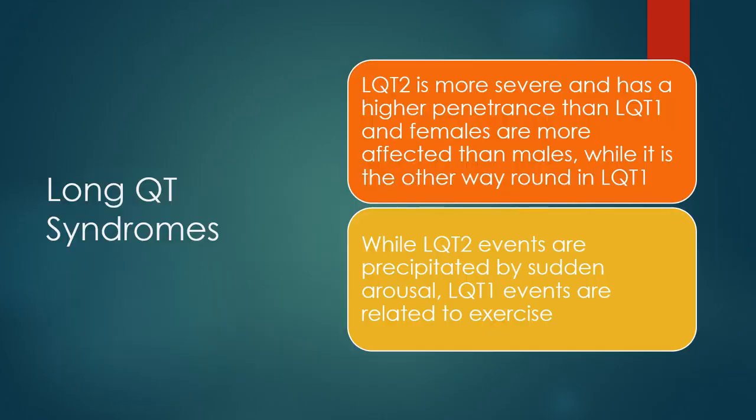LQT2 is more severe and has a higher penetrance than LQT1, and females are more affected than males, while it is the other way around in LQT1. While LQT2 events are precipitated by sudden arousal, LQT1 events are related to exercise.